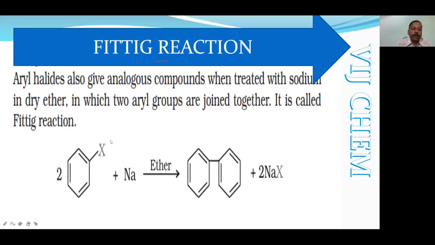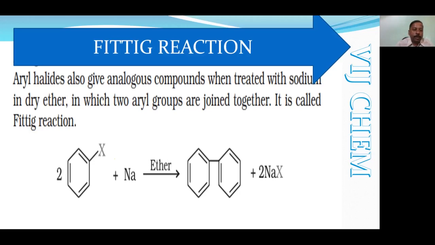Next is the Fittig reaction. Very simple. Fittig is for only aryl halides. So two aryl halides undergo reaction in presence of sodium in dry ether to form two aryl groups attached together. So that is called the Fittig reaction, same as the Wurtz reaction only.